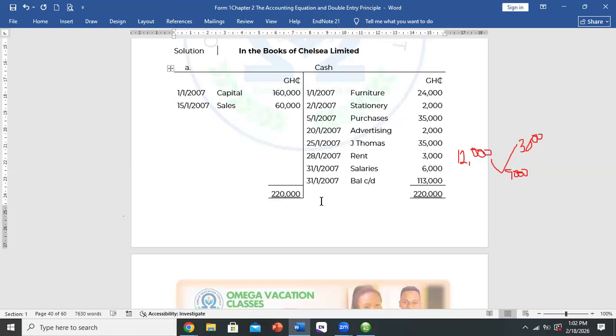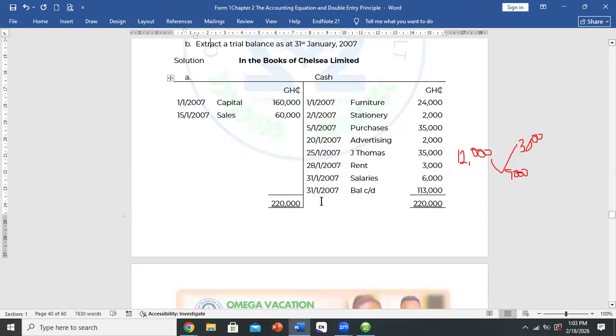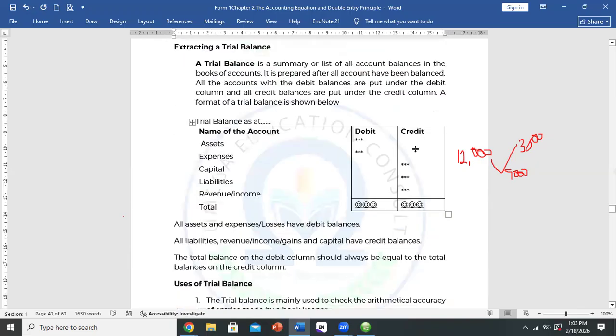Okay. So for the trial balance, you just put the heading, trial balance. Then you put the date there. If the question gave the date 31st December 2005, you put it there. Then you draw your 3 columns. The first column will pick the name of the account. The second column will pick the debit column, and the third column will pick the credit column. These are the 3 columns you draw.